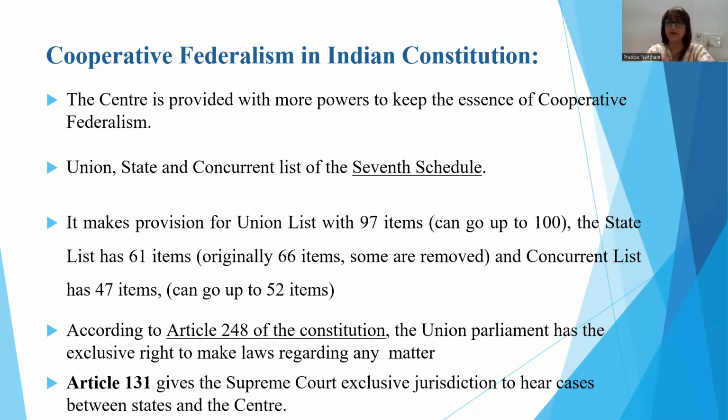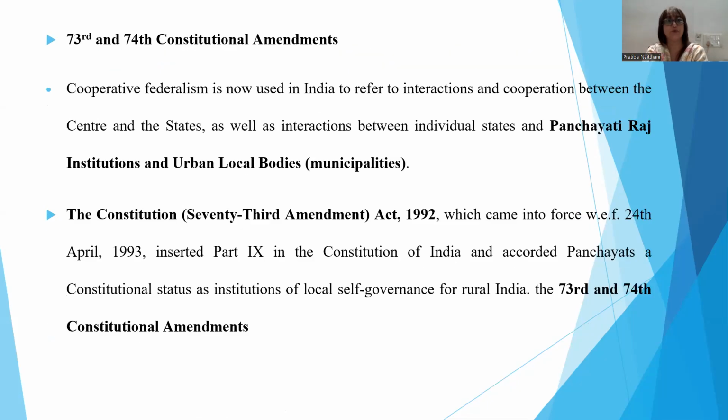And under Article 131, please note, whenever there is a dispute between the center and the state, or even between two states, all such matters come directly to the Supreme Court. The high courts don't have an authority or jurisdiction over such matters. And this is called the original jurisdiction of the Supreme Court. So if the center and the state are fighting, or if two states are fighting with each other, all these matters come to the Supreme Court.